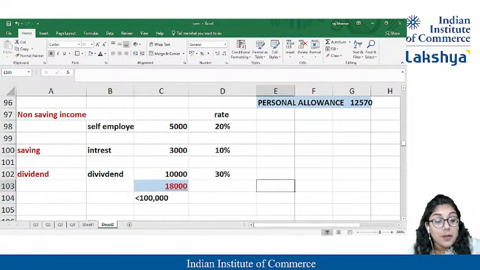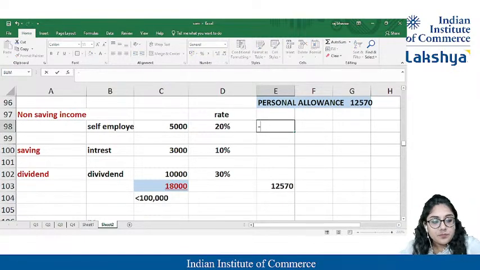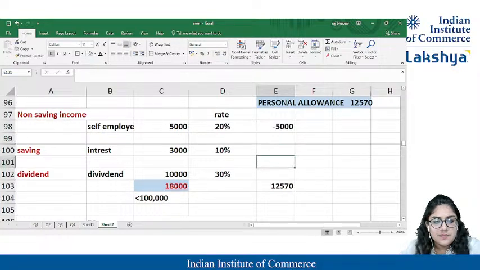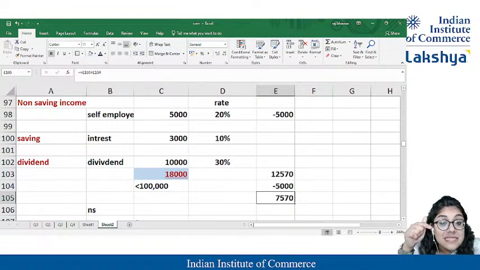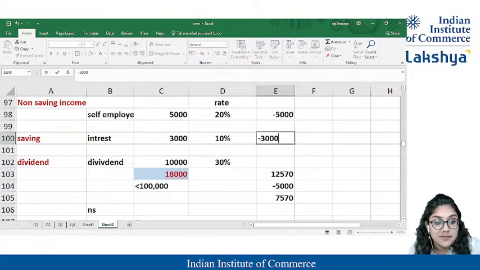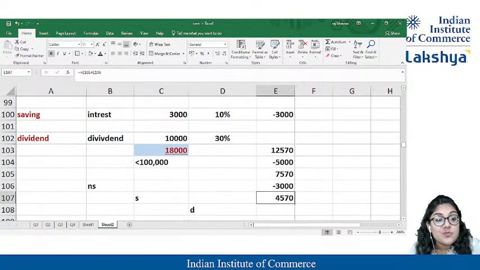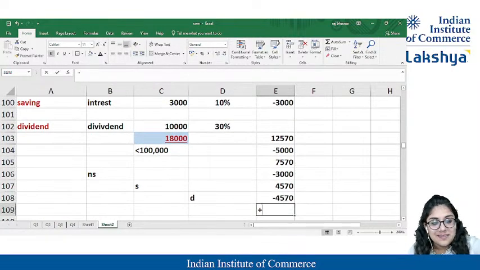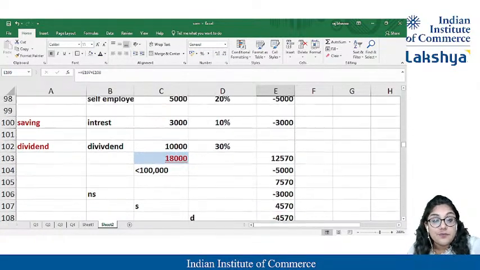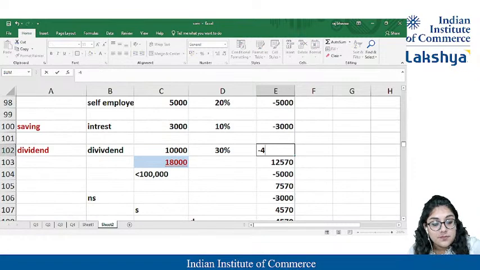First of all, out of this 12,570, I am going to reduce against the non-saving income. So 5,000 I will reduce. So what is my leftover after utilizing 5,000, students? It's 7,570. Then you need to reduce the saving income. So you have to reduce the whole 3,000 saving income. What is your balance, guys? Only that much balance you can utilize against dividend, that is 4,570. Understood? So then you get 0. So from here I have to write minus 4,570.